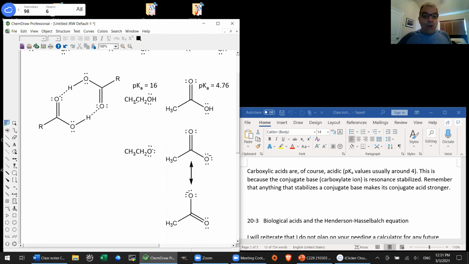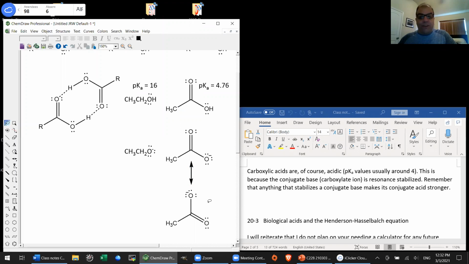And that alone is enough to explain this 11 orders of magnitude difference in acidity between two otherwise very comparable molecules, both with two carbons and both with the acidic hydrogen coming off of an oxygen. So that's otherwise a very good comparison. That type of comparison is very typical, but you need to be able to imagine the acids with that proton gone and think about the structure of the conjugate base.